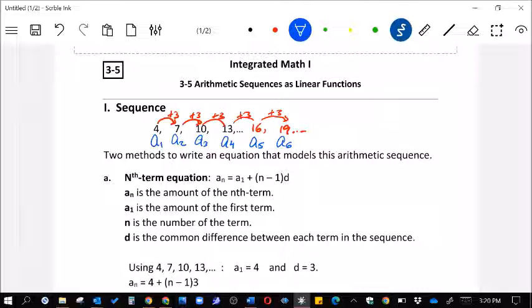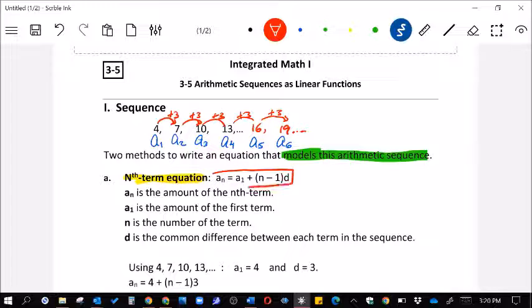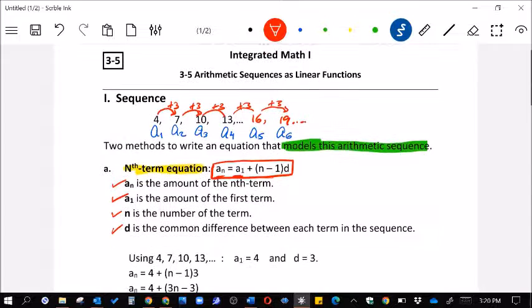Now, there are 2 methods to write an equation to model this arithmetic sequence, and that's important. First, there's the nth term equation, and I'm going to put a box around it. What this means is that the amount of the nth term is the amount of the first term, plus the number of the term take away 1 times the common difference between each term in the sequence.